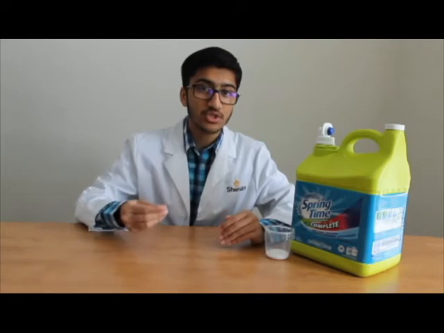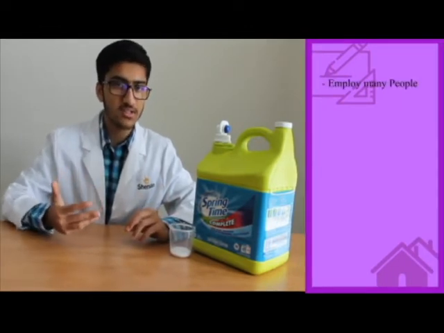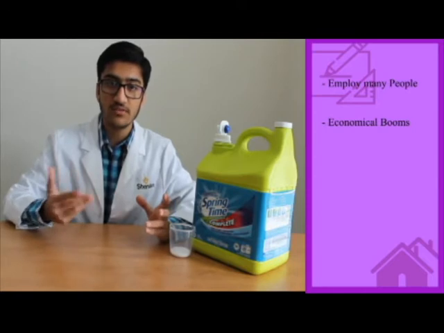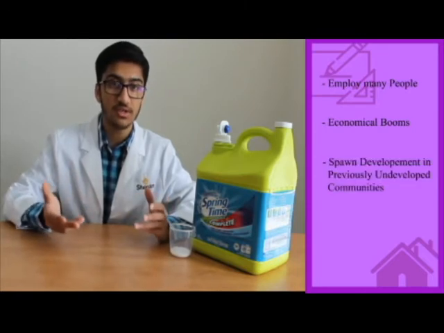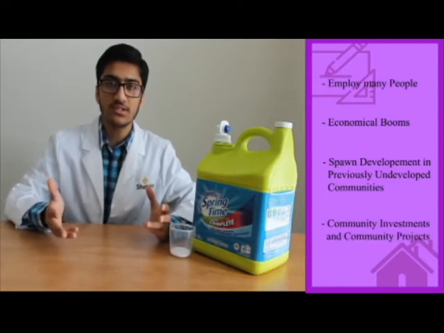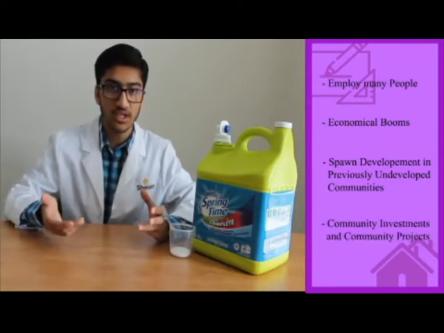Speaking of society, phosphates in detergent have an important role in societies and communities across Canada. The factories in which detergent is made and in which the chemicals required for the detergent are made employ many people. This causes economic booms in areas around factories and production centers and spawns development in previously undeveloped communities. Moreover, major companies invest a lot in local communities and help bring positive societal change.